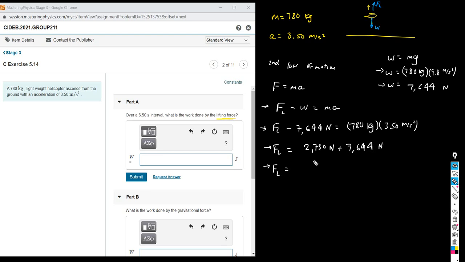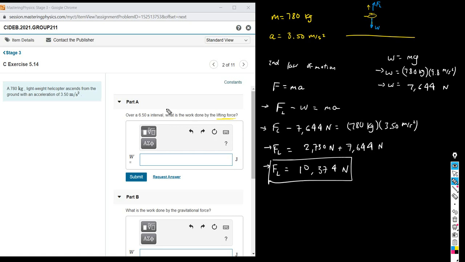So we get that the lifting force is these two quantities, and I get 10,374 newtons. So this is the lifting force, guys. This is the lifting force.